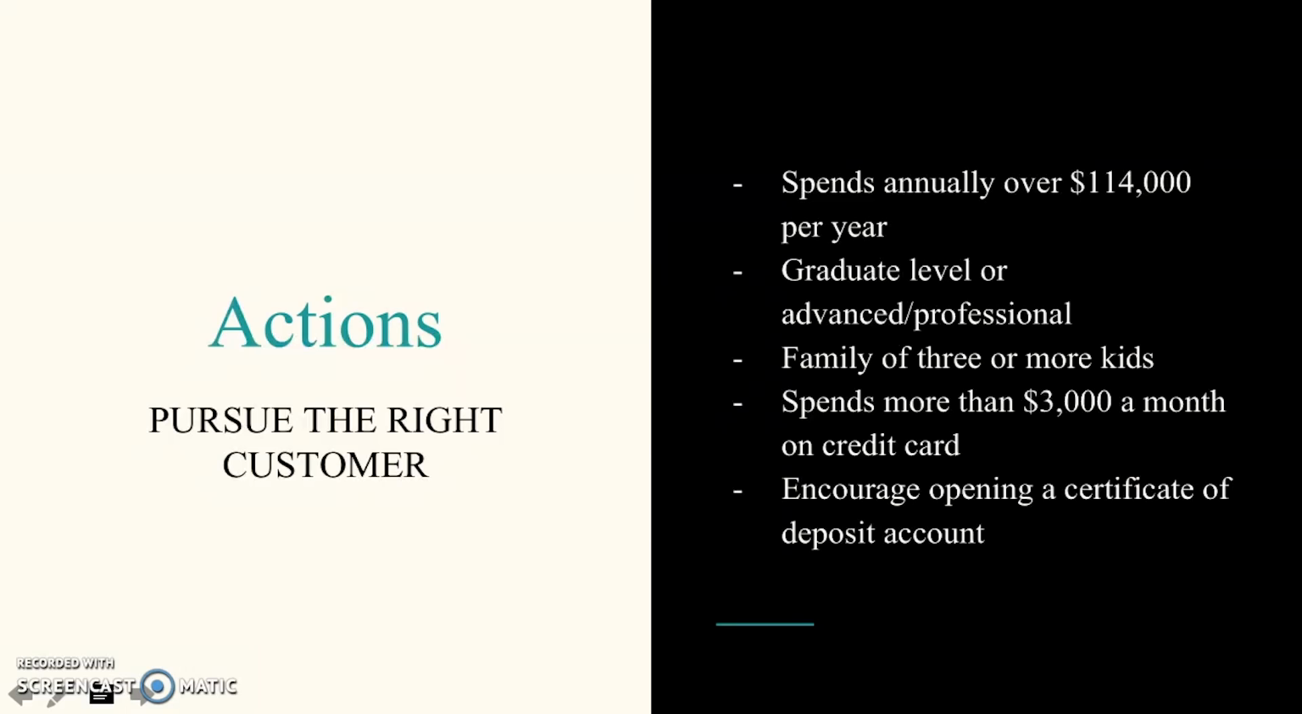So based on all of our information and our tree maps and everything that we gathered throughout this presentation, we would say that the actions for Universal Bank to take are to pursue the right customer. So what does that mean, to pursue the right customer? That means that we're pursuing the people that spend annually over $114,000 per year, that have either a graduate level or advanced professional education level, have a family of 3 or more kids, or spends more than $3,000 a month on a credit card. So all of these things, we would say that you are more likely to say yes to a personal loan account.